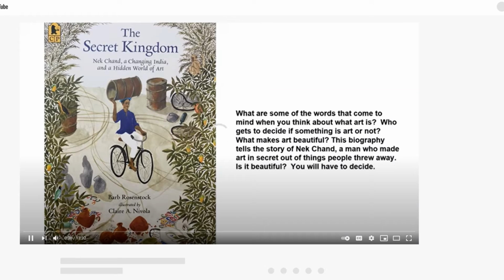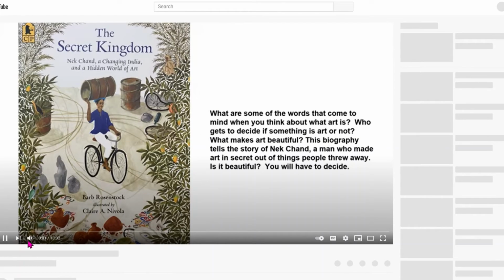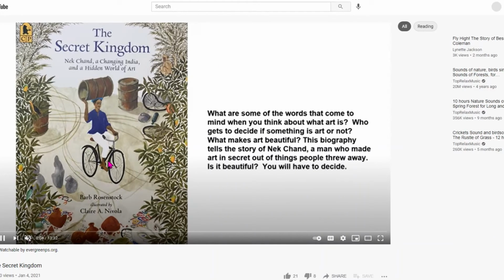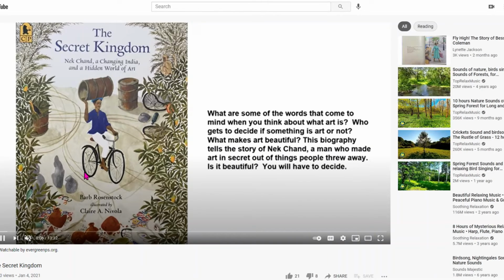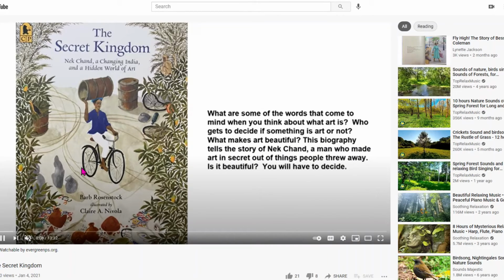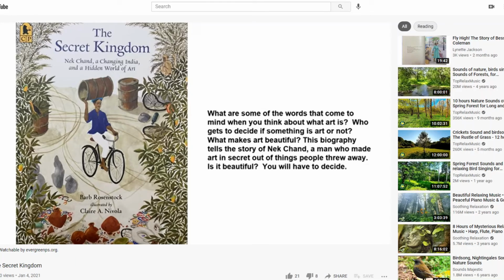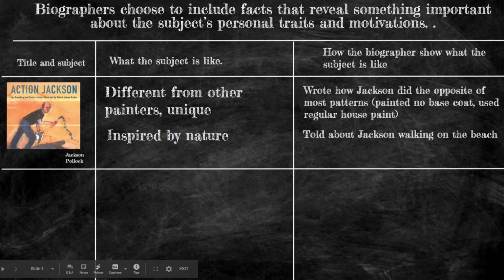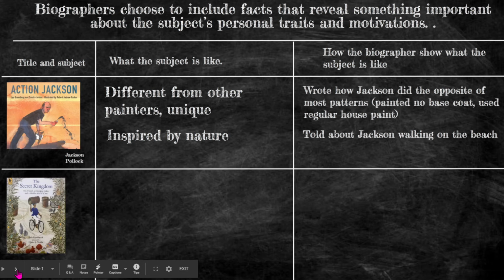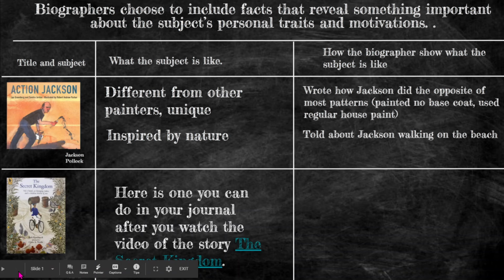Sorry, this is actually it. It's called The Secret Kingdom. This is about an artist named Nek Chand, and he lived in India. You can do your biography about this person, which I meant for you to see this picture first. And I will include the link in the assignment.